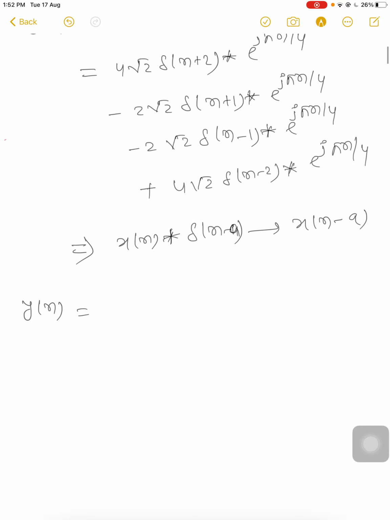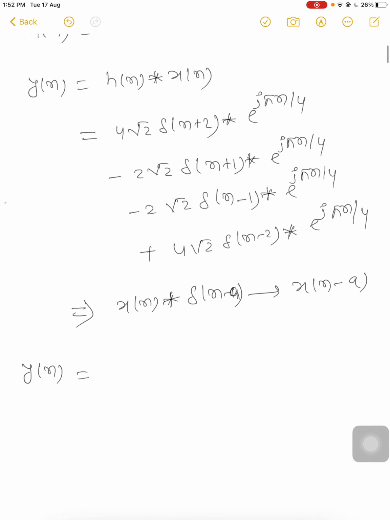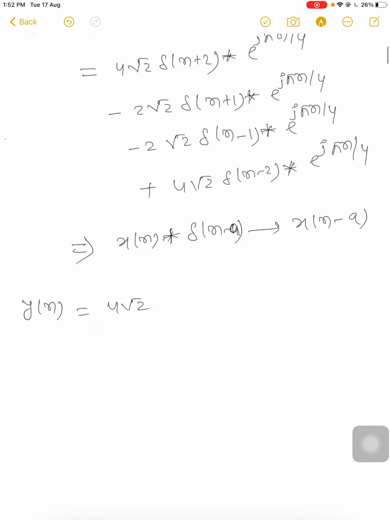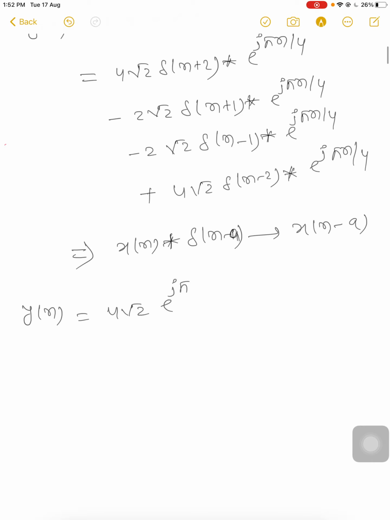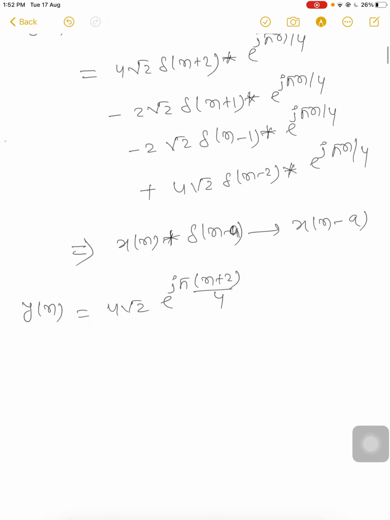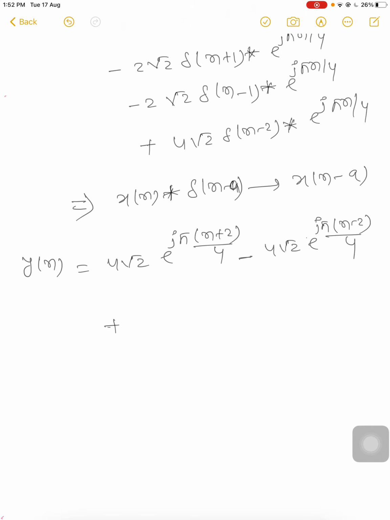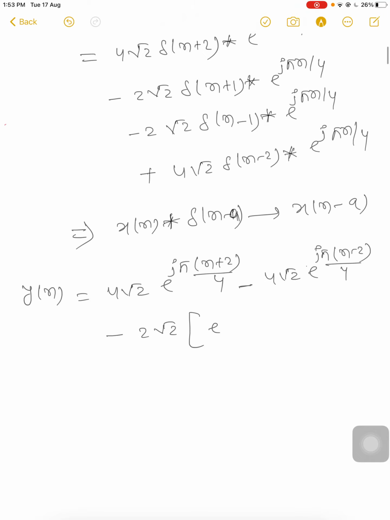So y[n] will be 4 root 2 e to power j pi (n plus 2) upon 4, and similarly minus 4 root 2 e to power j pi (n minus 2) upon 4, and taking the negative sign and 2 root 2 common, we get e to power j pi (n plus 1) by 4 plus e to power j pi (n minus 1) by 4.